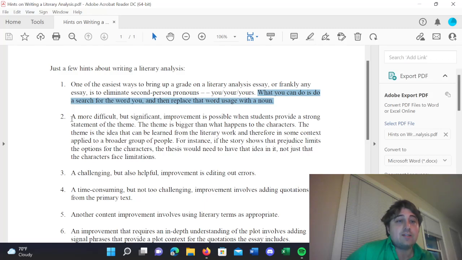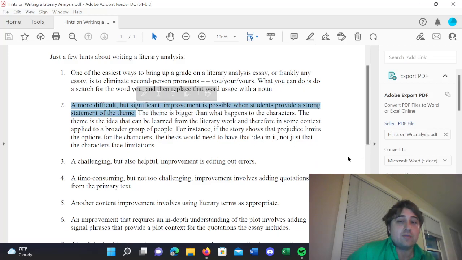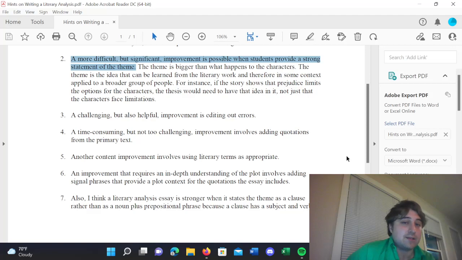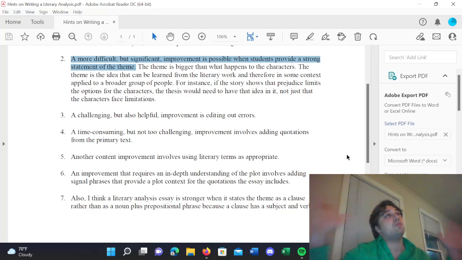A difficult but significant improvement is possible when providing a strong theme. So we always want to focus on the theme, right? Like I said, that's the heart of the essay. If you read your story, that's one of the things you should always be thinking about. What's the theme? What's the theme here for me? What could I write about that makes it a universal message for people? What's the moral of this story?